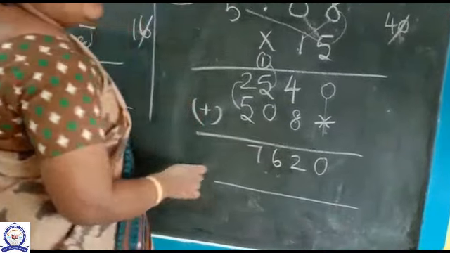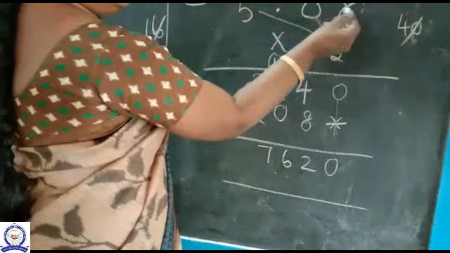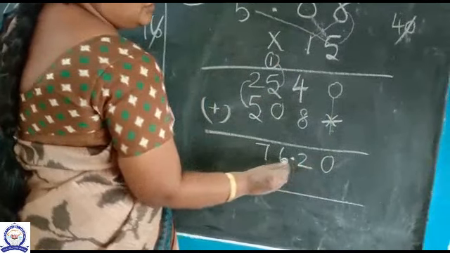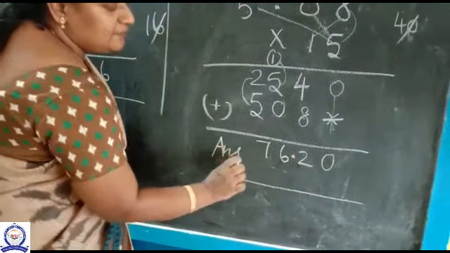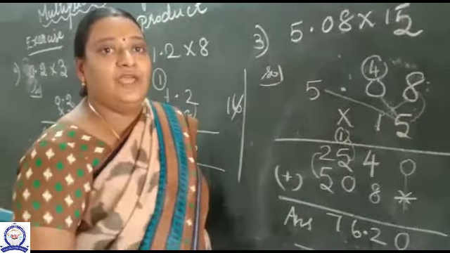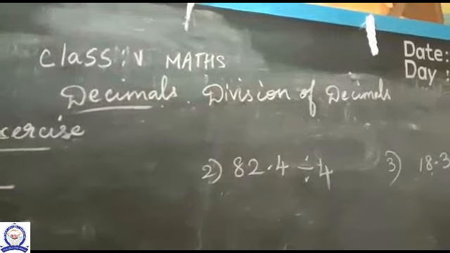So at last where we have to put the point? See, 2 digits. 2 digit ku முன்னாடி point இருக்கு. So பின்னாடி இருந்து 2 digit. So the answer is 76.20. Okay children, let us see another sum.